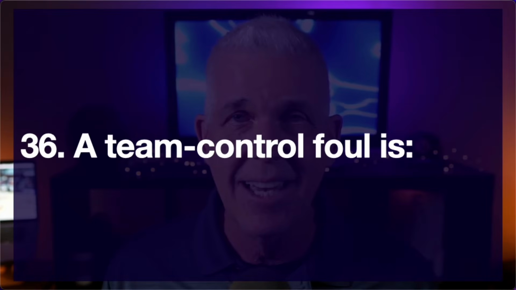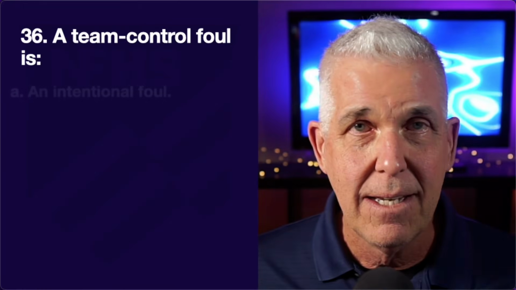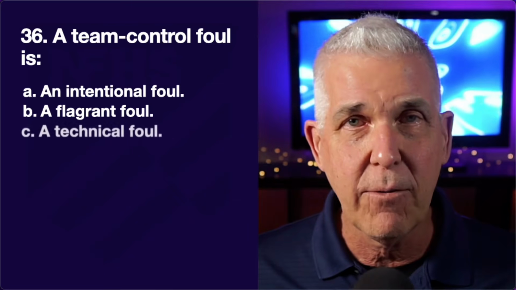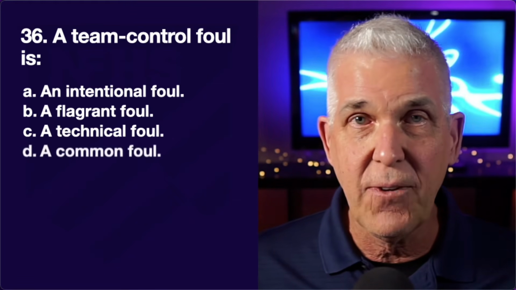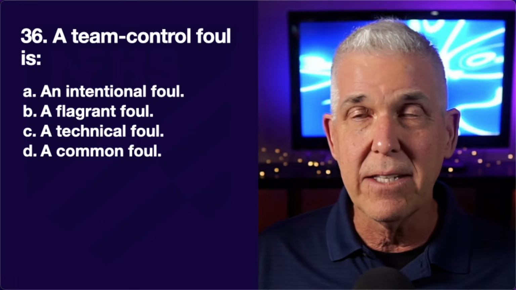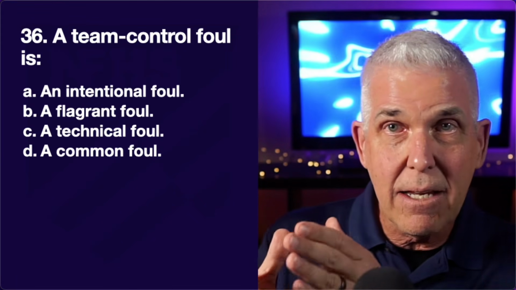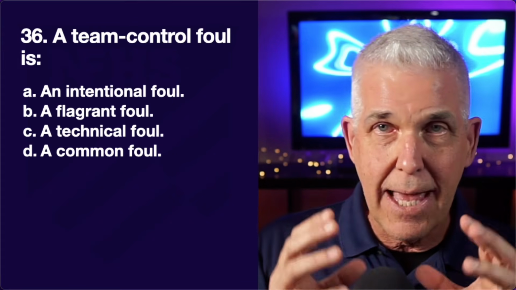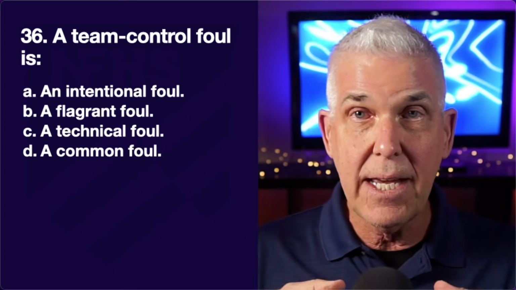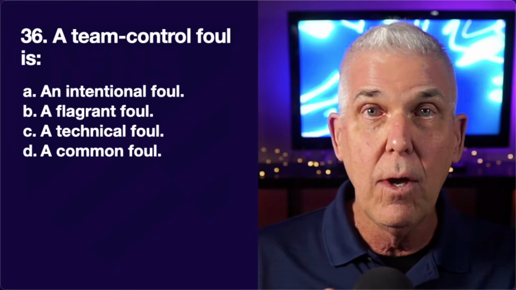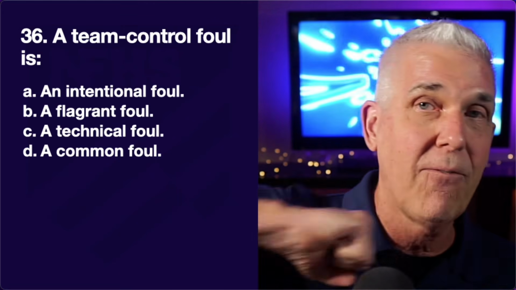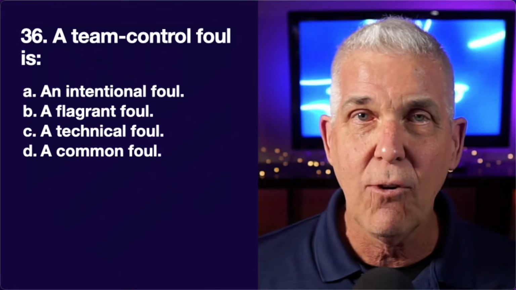Question 36. A team control foul is A, an intentional foul, B, a flagrant foul, C, a tactical foul, or D, a common foul. A team control foul is, okay, so let's say we have a team that's in control, right? We have established player control on the court. Let's say we have players dribbling and one of the teammates of the team in control commits an intentional foul. Is that a team control foul? They commit a flagrant foul. Is that a team control foul?